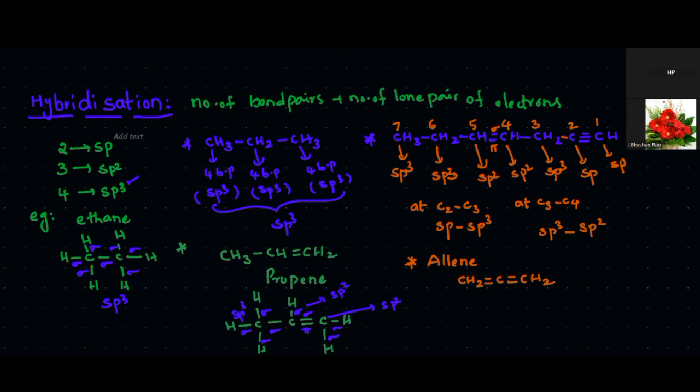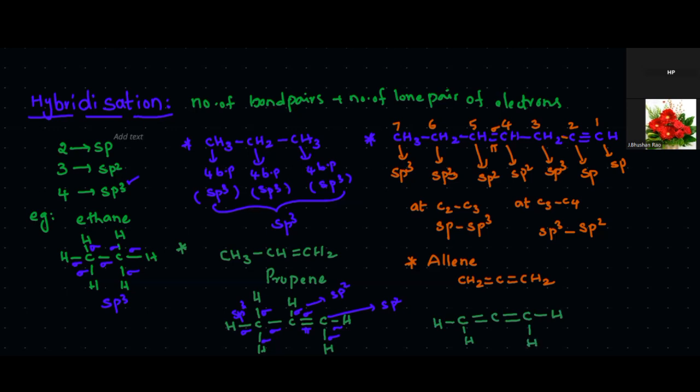Now, if you observe this one, I'm expanding this molecule. One carbon has 2 hydrogen atoms. Next, this carbon has a double bond, and one more carbon with a double bond. This one is C, H, H. This is the expanded form of the allene molecule.